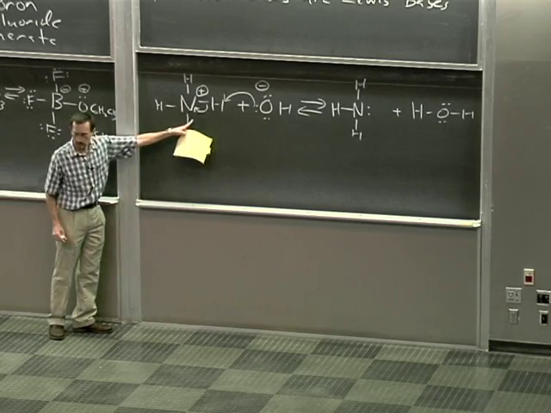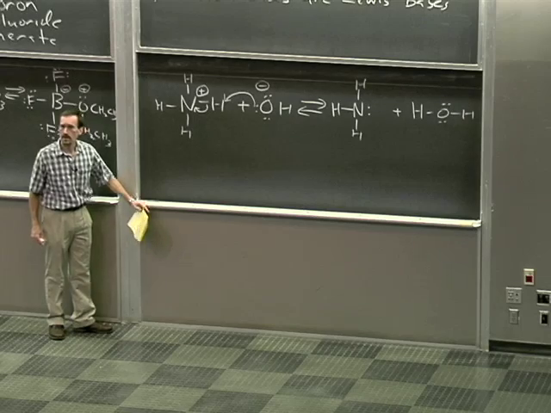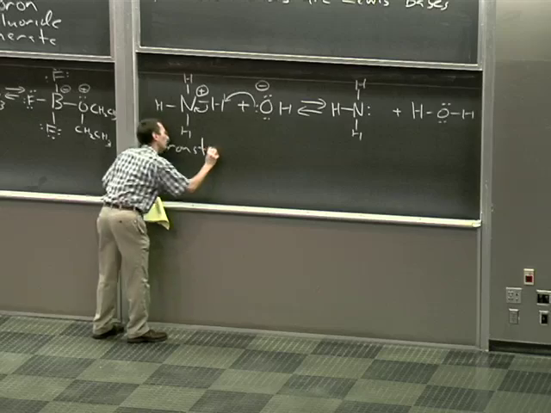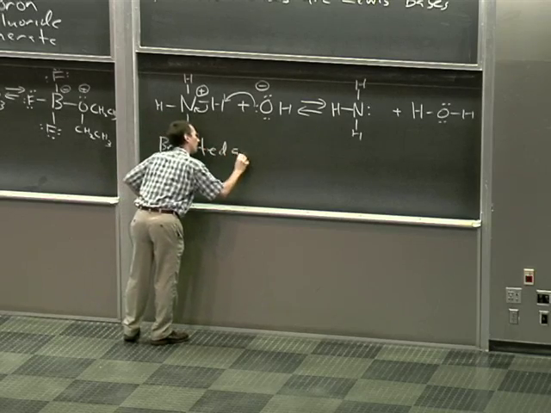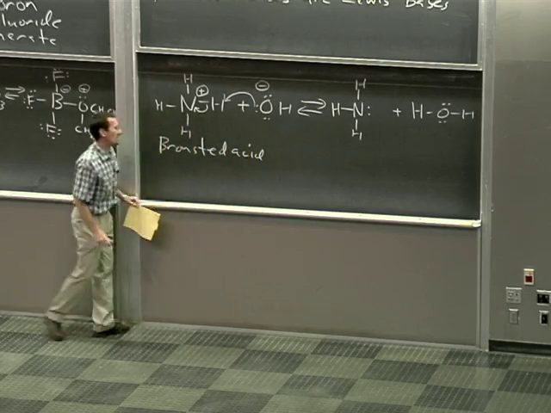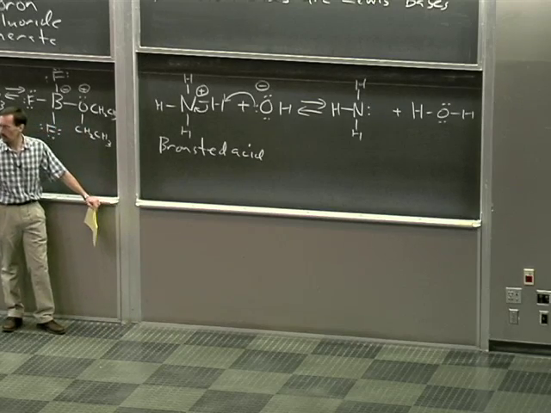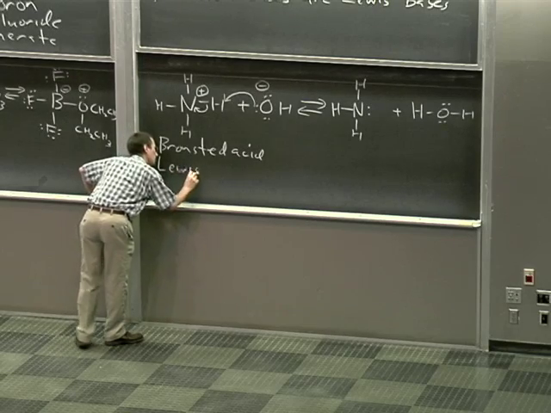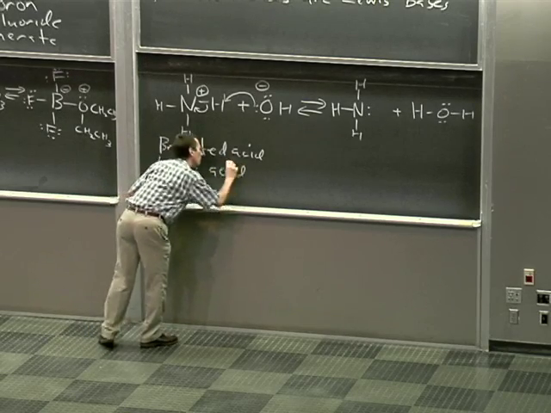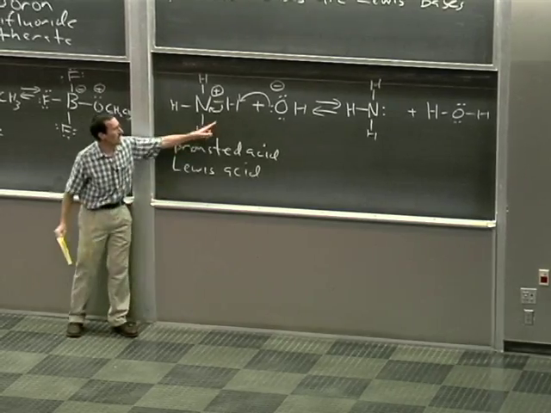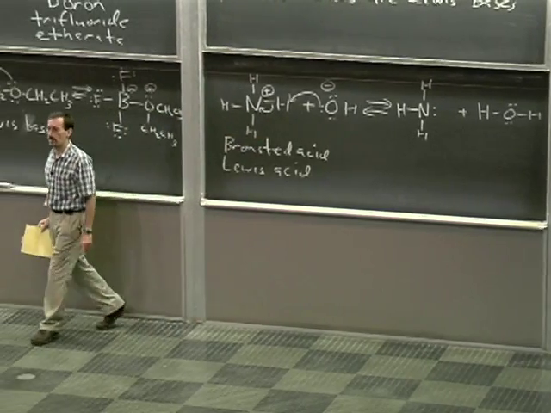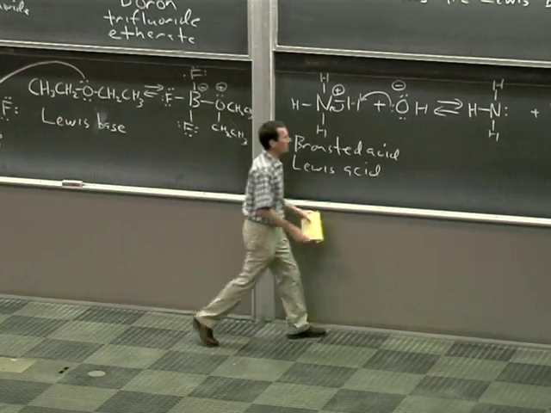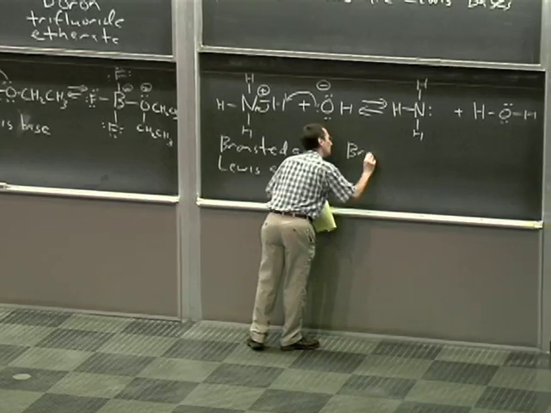So, this molecule here, the ammonium, is acting as a Bronsted acid, because it's giving up a proton, but it's also acting as a Lewis acid because it, or at least the hydrogen on it, is accepting a pair of electrons. The hydroxide, in turn, is acting as a Bronsted base.